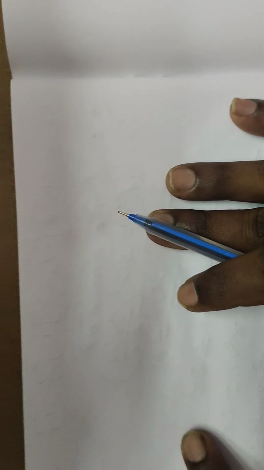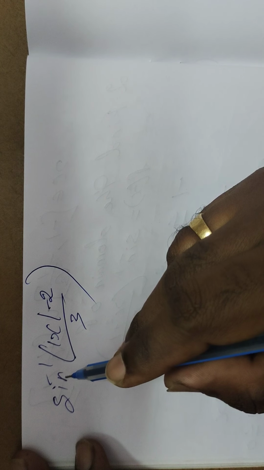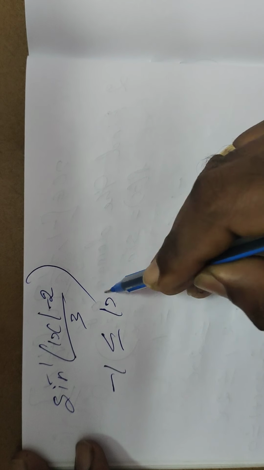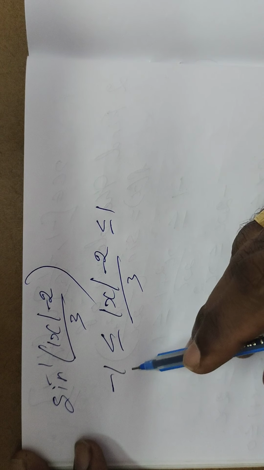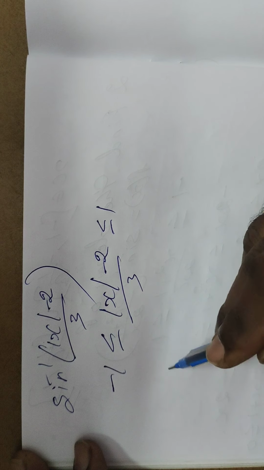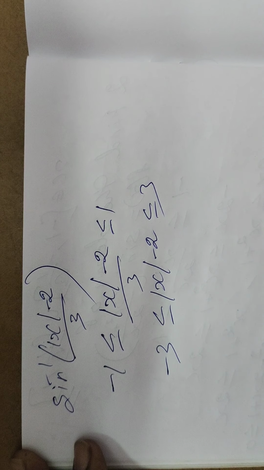First we can take sine inverse of (modulus of x minus 2) divided by 3. So sine inverse is in between, what is the value? Minus 1 less than or equal to (modulus of x minus 2) by 3 less than or equal to 1. This can be written, cross multiply, as minus 3 less than or equal to modulus of x minus 2 less than or equal to 3.